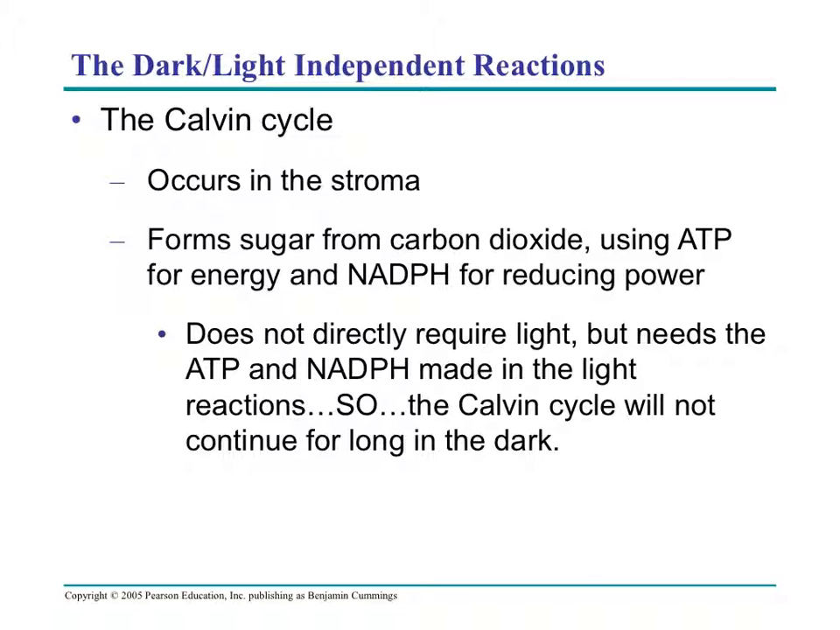It can happen anytime. However, because we need the ATP and the NADPH that are made in the light reactions, the Calvin cycle is not going to operate very long in the dark because it will run out of these two substances.